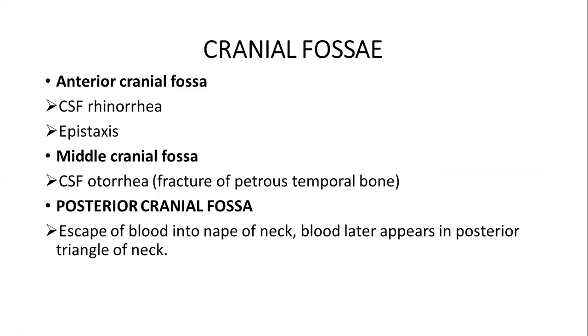Anterior has two important clinicals, CSF rhinorrhea, where CSF is discharged through the nose in the apertures, and epistaxis is controlled from there. Epistaxis is the nose bleed. That is the middle cranial fossa. It has CSF otorrhea, fracture of the petrous temporal bone, and CSF flows through the ear. Posterior cranial fossa: escape of blood into the nape of the neck, and blood later appears in the posterior triangle of neck.